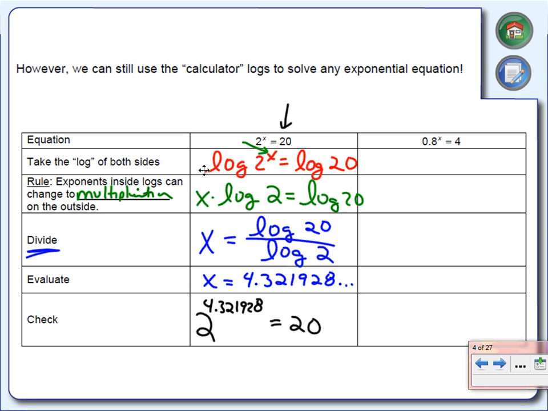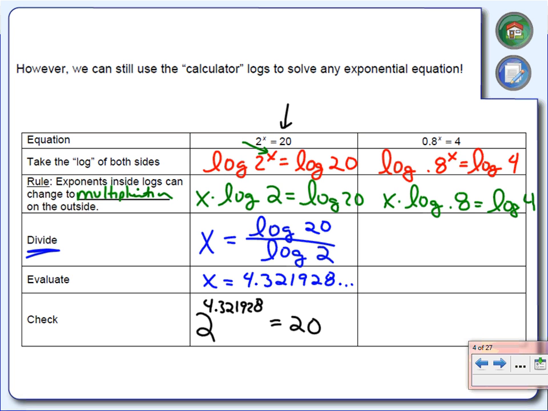It's going to work the same way. I want to know what is x. So the way we do that is by taking the log of both sides. Here it is, I'm taking the log of both sides. Now I'm going to use the property that says I can change the exponent to multiplication. So this is now going to become x times the log of 0.8 is equal to the log of 4.